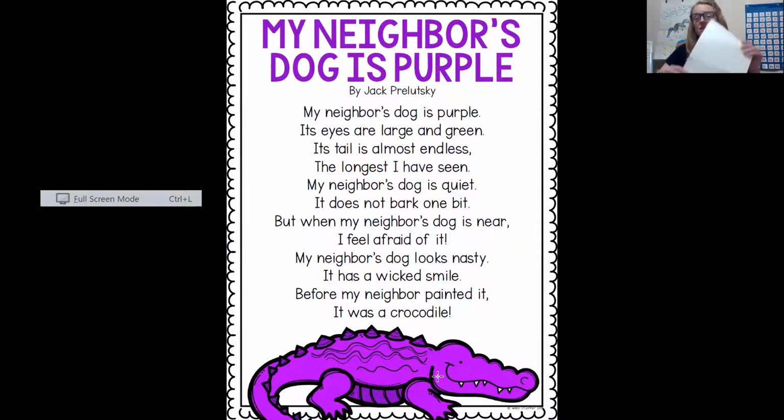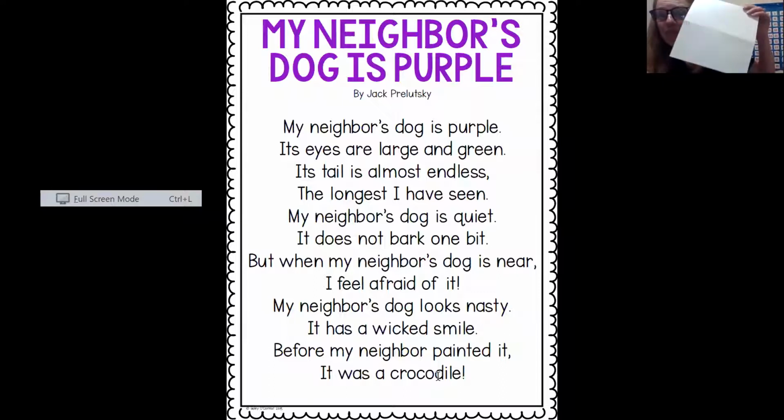So next to number 3, pause the video. What do you think my neighbor's dog looks like now that you've gotten more clues from the story? Go ahead and pause the video. Okay, have you finished your picture? Okay, ready to see mine?